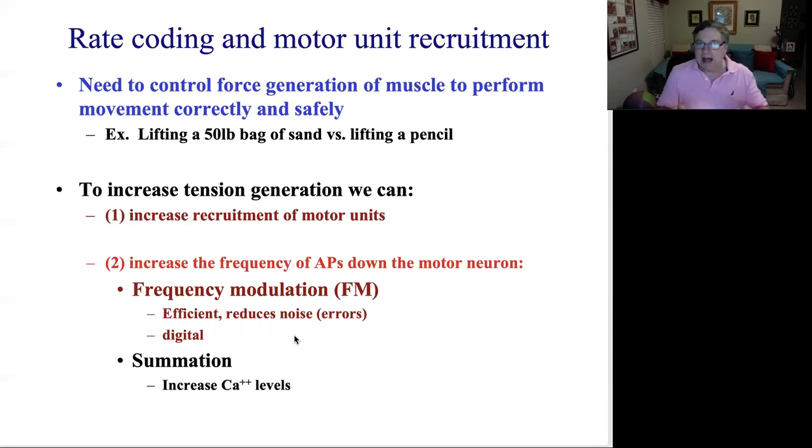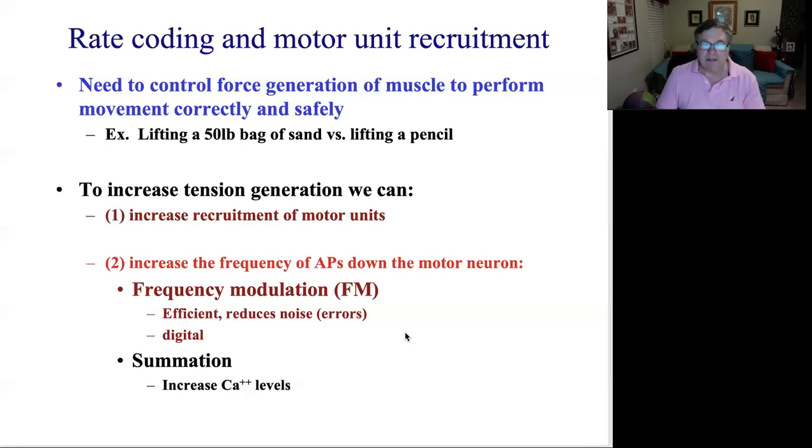But the idea is that if we used amplitude modulation, every time we moved our arms, it would cause lots of noise. We couldn't figure out what was going on. Our coordination would be very poor. A much better way to do it is just like a computer does. It's binary, it's digital, we code by frequency.